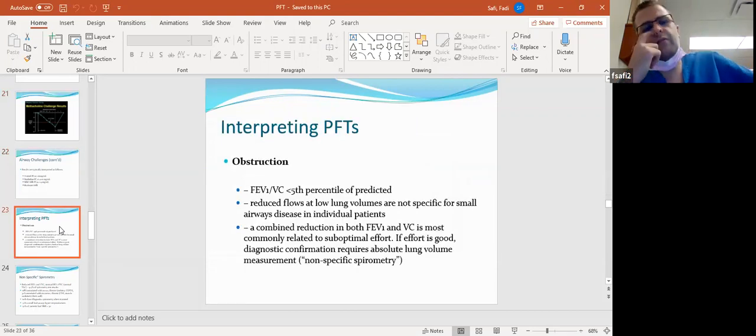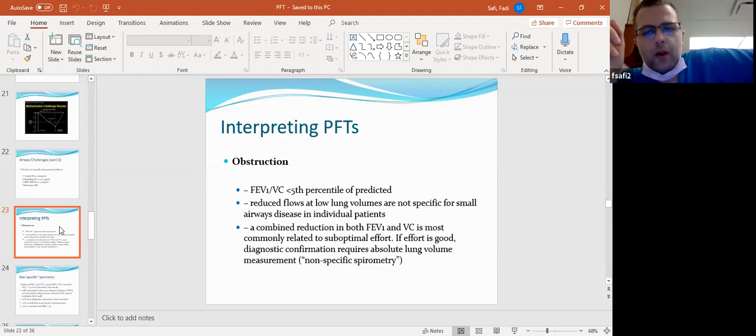Now, this is the last part, I have only 3 or 4 slides left. How to interpret a pulmonary function test. We have to look at obstruction, restriction, and sometimes mixed. Obstruction is when the FEV1 over the FVC is less than the 5th percentile predicted, which in a normal human being is around 70%. So any FEV1/FVC ratio below 70% is usually obstruction, okay?